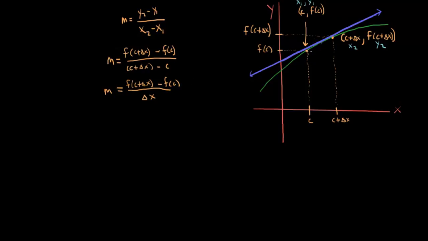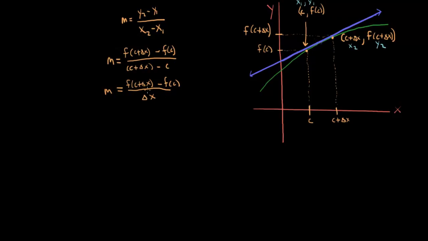Now, here's the thing. I want the tangent line at this point right here at x equals c. So what I can do is let delta x keep getting smaller and smaller, which will move c plus delta x to the left. As I move c plus delta x to the left, this point will get closer and closer to c. At which point, when it gets infinitesimally close, I'll actually have the tangent line I'm looking for. So that's where the limit definition of a derivative comes from.